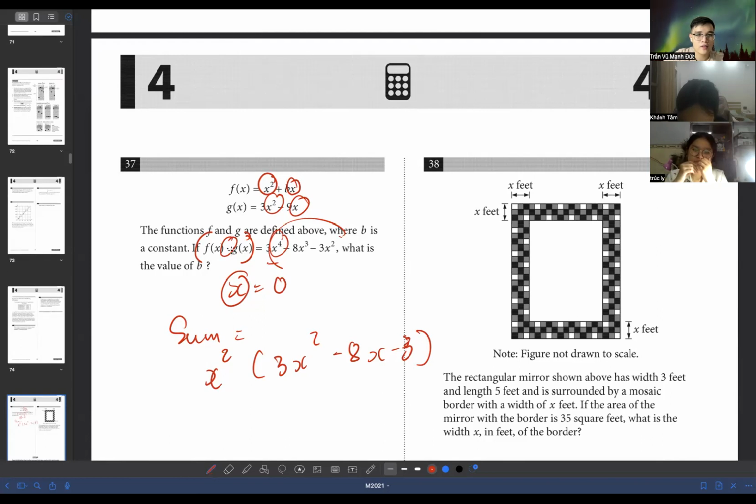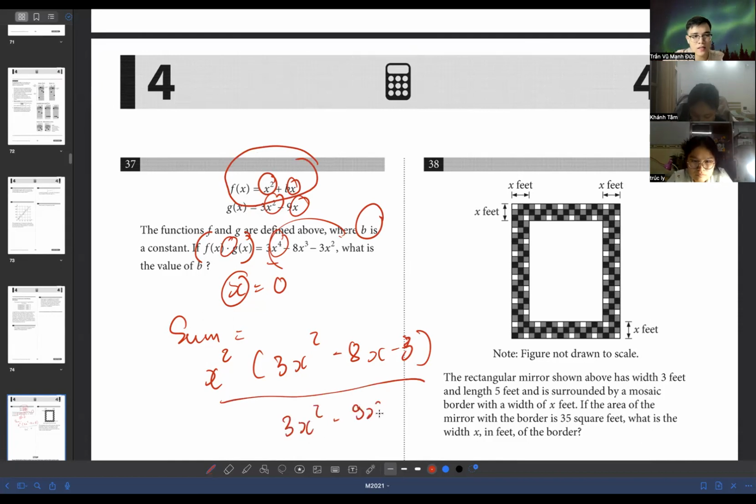So how can you find the value of b? You have to find the value of f(x) first, right? So how are you going to find it? You divide by g(x). Divide by 3x squared minus 9x. But firstly, can you tell me the answer to 37? Done. Is it 1/3? Okay, 1/3. How about you, Lina? 1/3. Okay, 1/3. Let's check if it's correct, right?